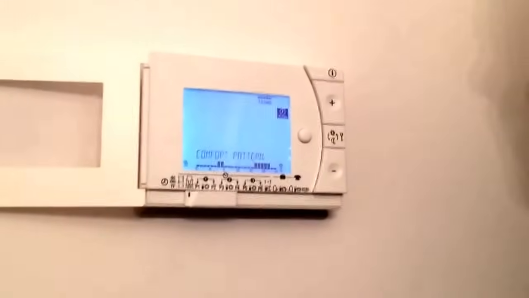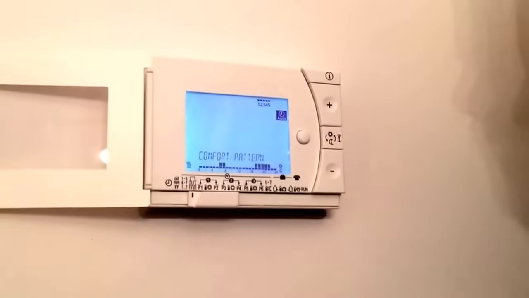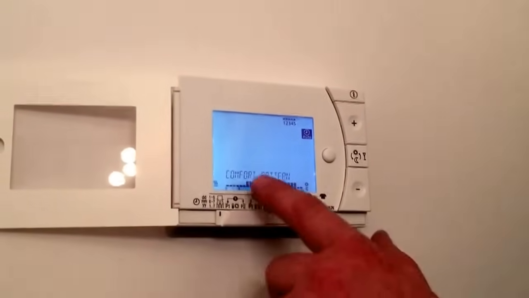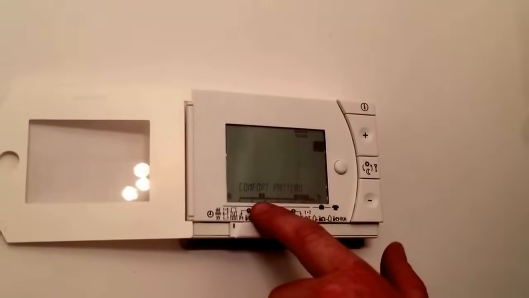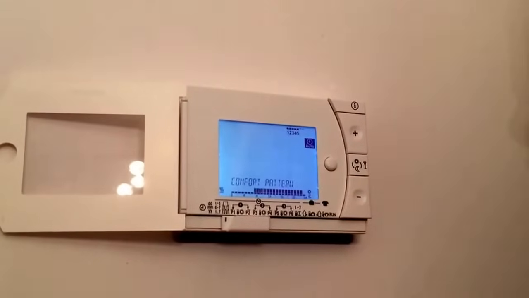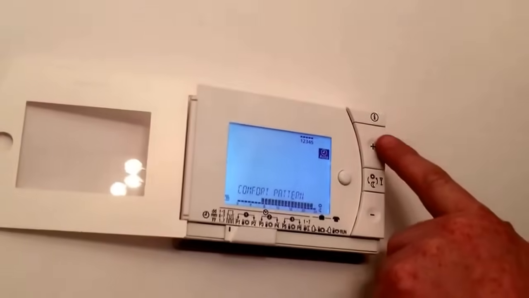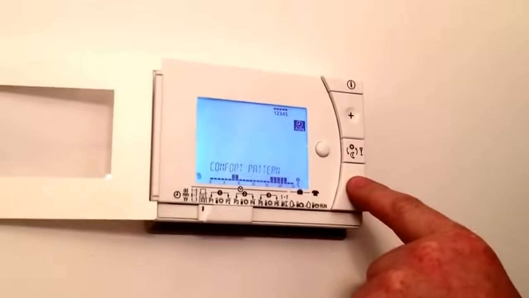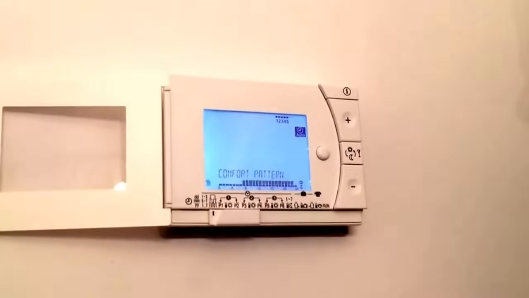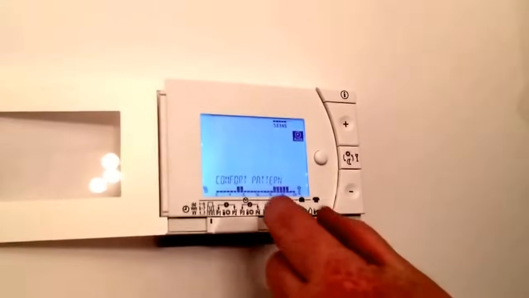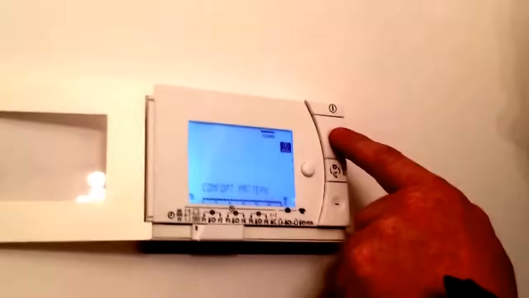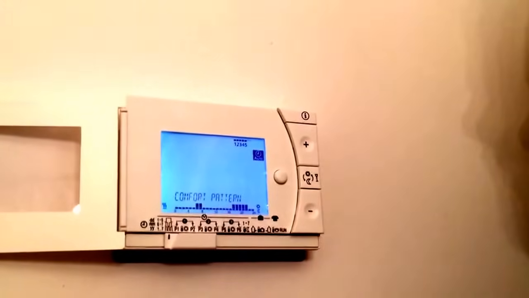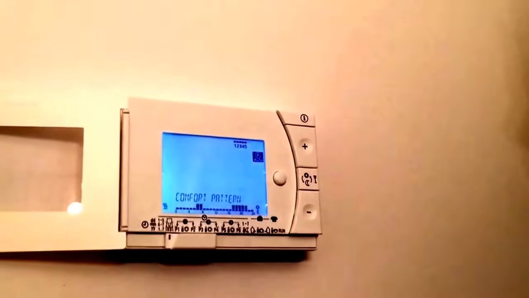Next we move along to the comfort pattern, which is basically the on-off times. Now you see at the moment it's flashing, indicating that we're on two comfort patterns. We get the choice of one comfort pattern, two and three. So basically we've got one on-off time, two periods where we're on and off, and three periods. Now, generally, most people go for the two period setting, so we'll set it up as that.